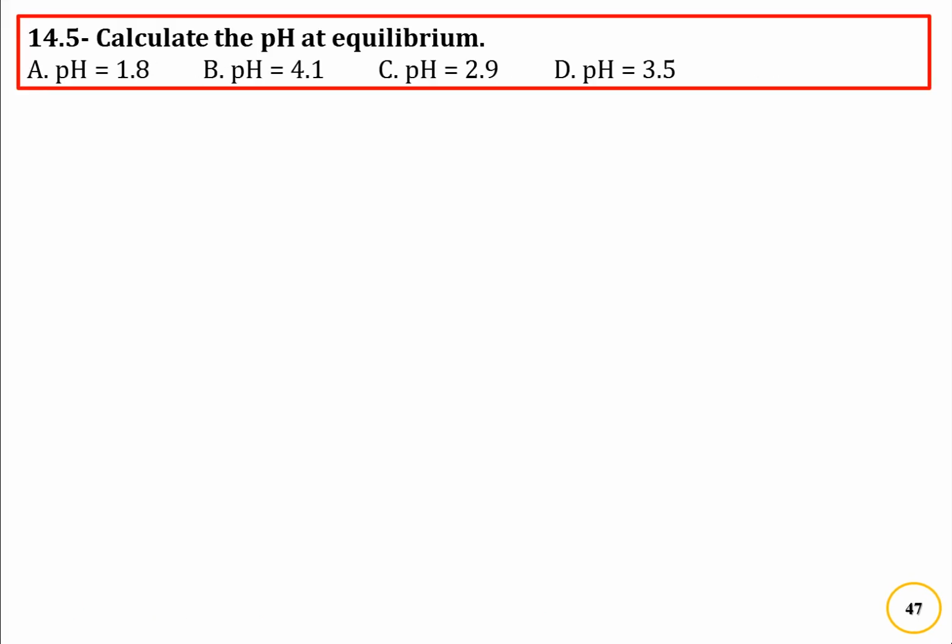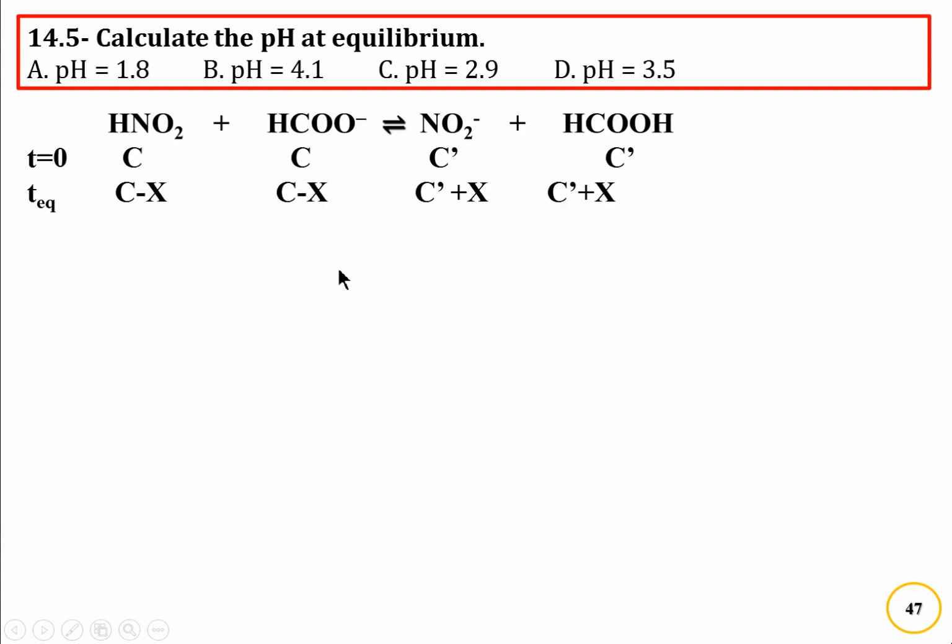Calculate the pH of the solution at equilibrium. First, we write the reaction between HNO2 and HCO2 minus. That gives NO2 minus and HCOOH. At t equals 0, the concentrations are C, C, C prime, and C prime. The reaction proceeds until equilibrium. So at equilibrium, we have C minus x, C minus x, C prime plus x, and C prime plus x. We calculated previously Kr of the reaction, which is equal to 4.